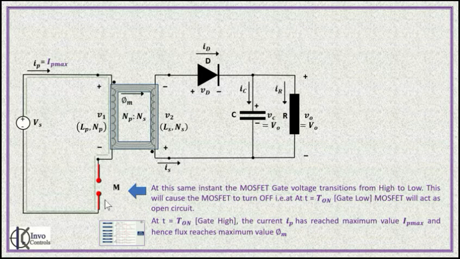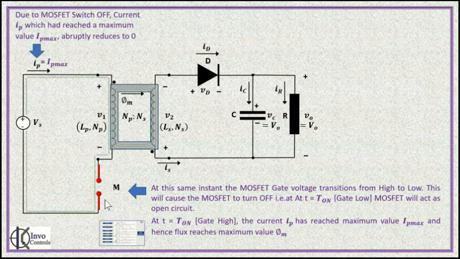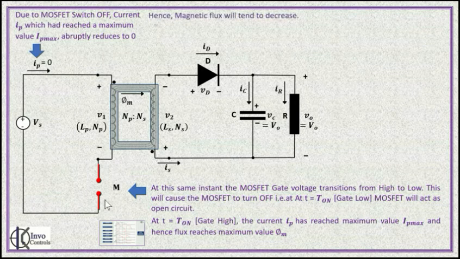Note here, at T equal to T on high, your current IP has got a maximum value, flux has got a maximum value. Now your gate signal transitions from high to low. So at the instant T on gate low, your MOSFET turns off, acts as an open circuit. Due to this, the primary current in the circuit will rapidly drop to 0. On account of this, the flux, that is the magnetic flux, will also tend to reduce.